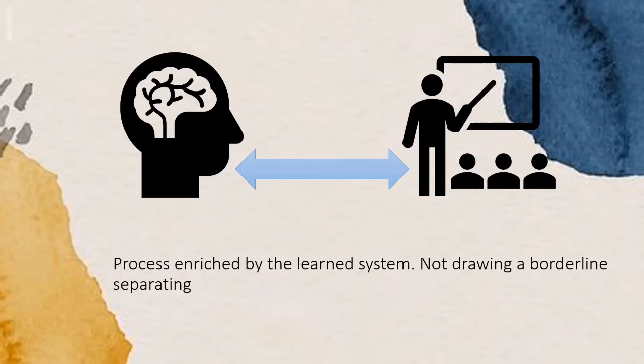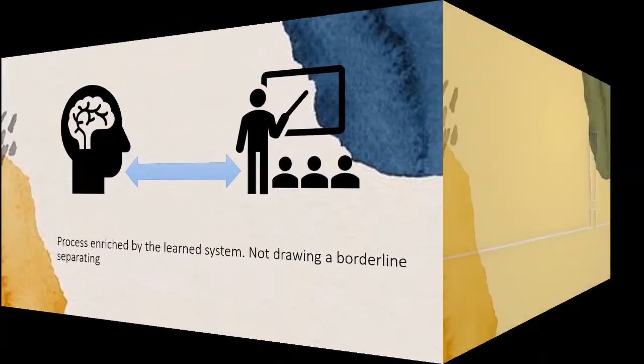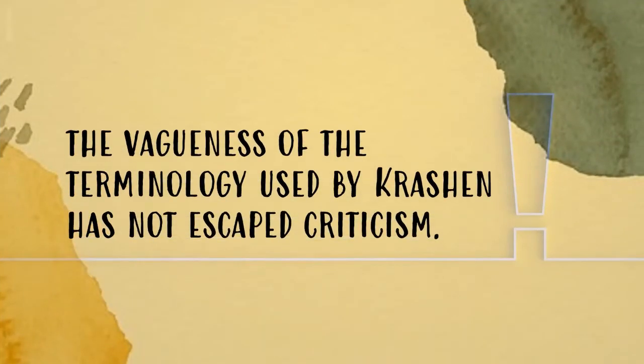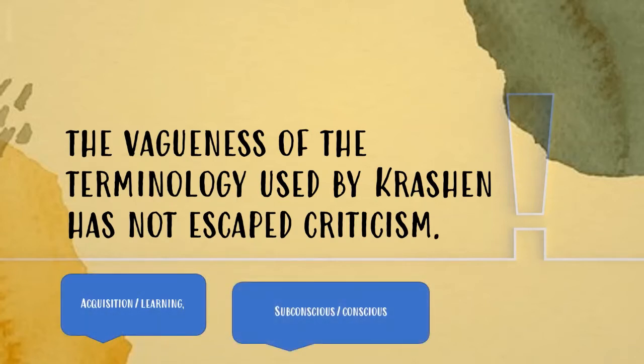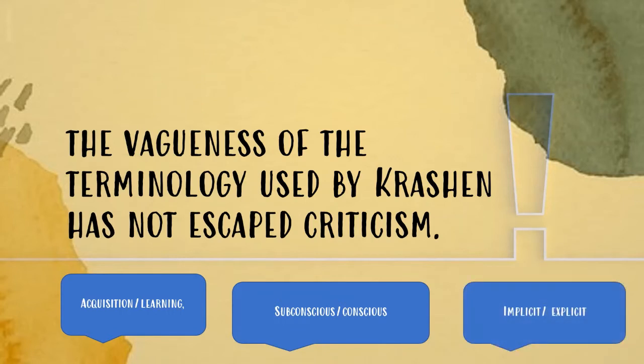Had Krashen taken that into account, he might have been able to propose a more testable, viable, and usable monitor. However, the vagueness of the terminology used by Krashen has not escaped criticism. Strictly speaking, what he exactly means by terms such as acquisition, learning, subconscious or conscious, implicit, and explicit is hard to ascertain. It is not surprising that a need for definitional accuracy is widely felt, but Krashen remains less perturbed by that.